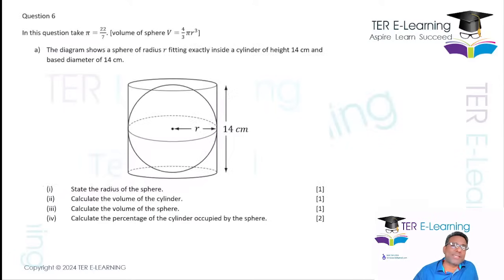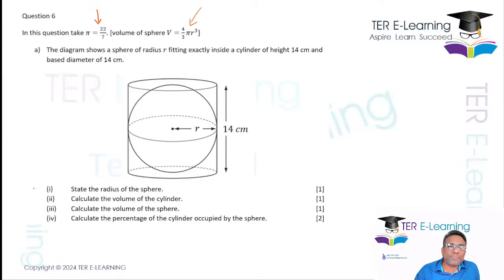Question 6 is going to be your measurement question in the exam. Question 6 is always measurement. In this question, we're going to take pi as 22 over 7, and they are giving us the formula for the volume of a sphere. The diagram shows a sphere of radius r fitting exactly inside a cylinder of height 14 centimeters, and the base diameter is also 14 centimeters.